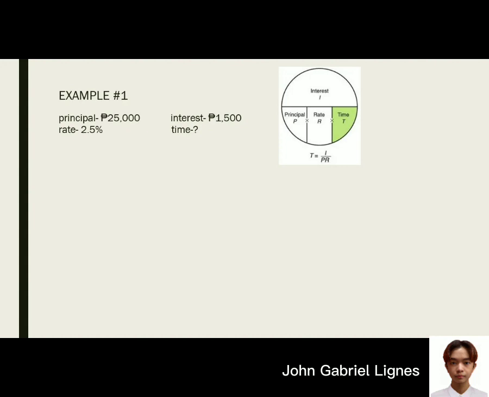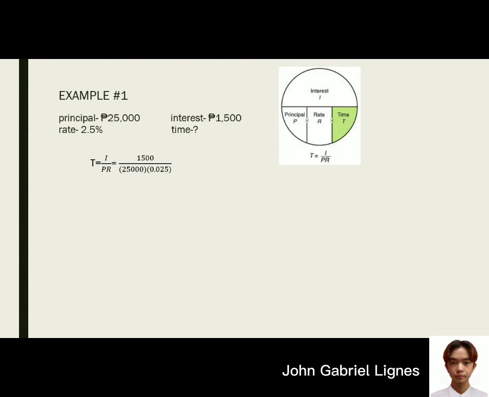What if the principal is 25,000 pesos, interest is 1,500 and the rate is 2.5%? In this diagram, we can see that the time is missing. Therefore, to solve for time, we need to divide the interest over rate times principal. It should look something like this. When placing the rate into the formula, always move the decimal 2 places to the left.